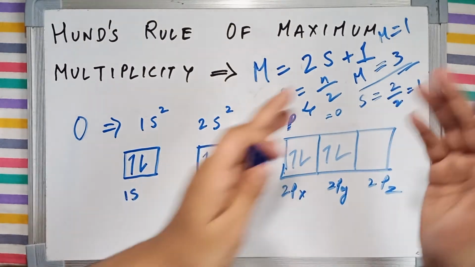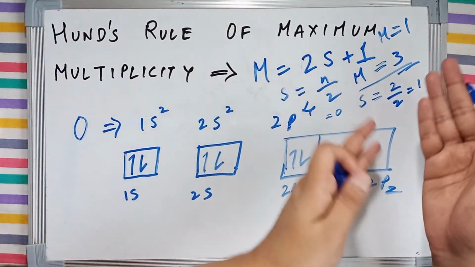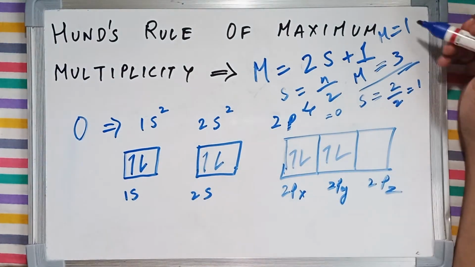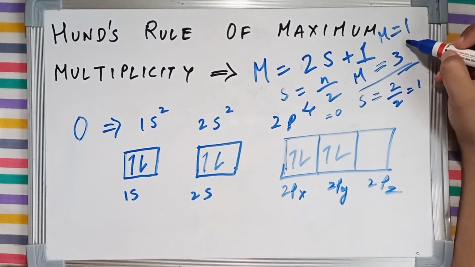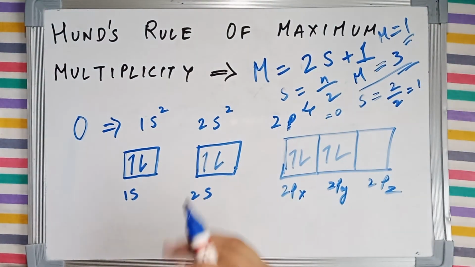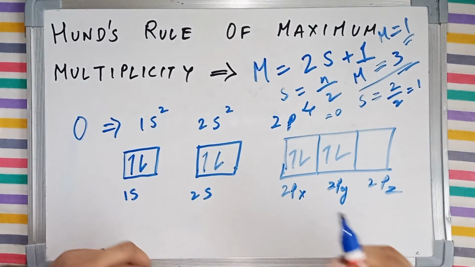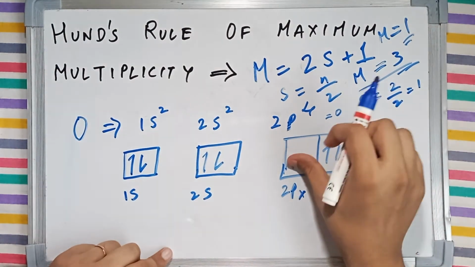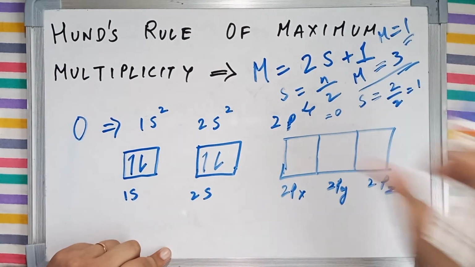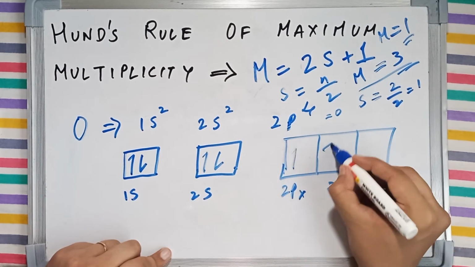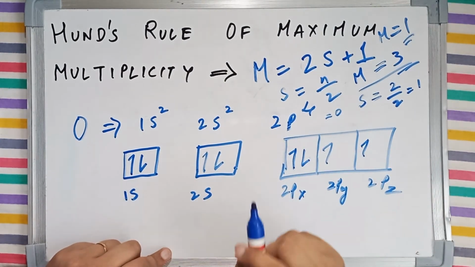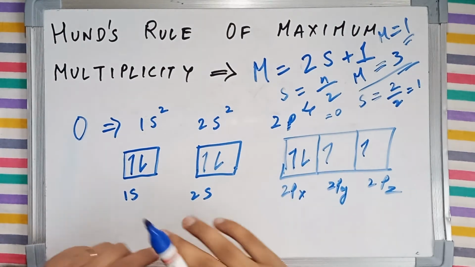Are you getting my point? In the previous case, we got our multiplicity as 3, and now we are getting our multiplicity as 1. So Hund's rule of maximum multiplicity says we have to fill electrons in such a way that we get maximum multiplicity. This was the only way where we got maximum multiplicity. This is the case of Hund's rule.